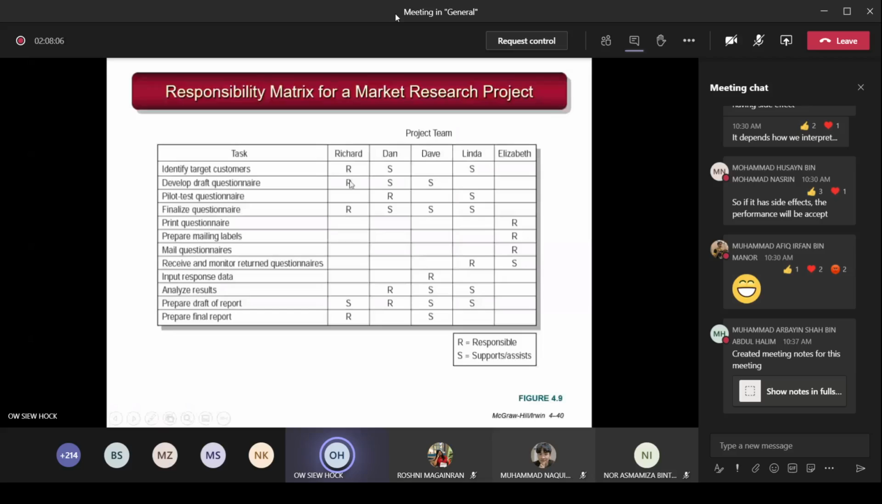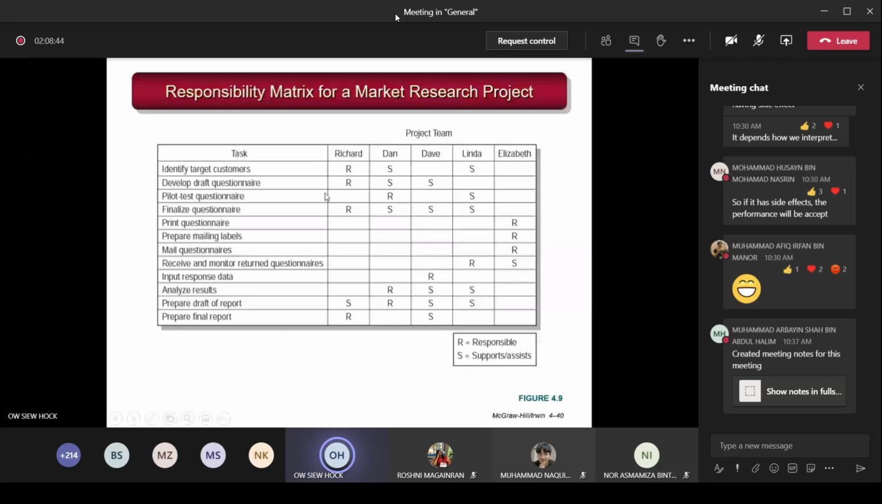Identify target customer. You see, there are two symbols here. One is called R, one is S. R represents responsible. S represents support or assist. So identify target customer will be Richard. Richard is in charge, and you are the owner of the task: identify who the target customers are. The two S's here mean the other two staff, Dan and Linda, will be supporting Richard to carry out this task. The second one, develop draft questionnaire, is also Richard in charge, with Dave supporting him.